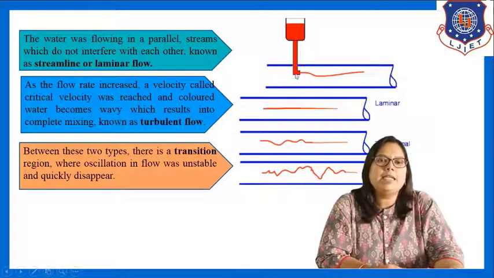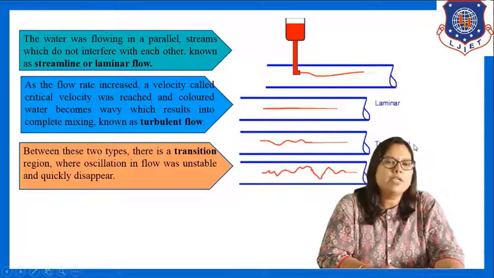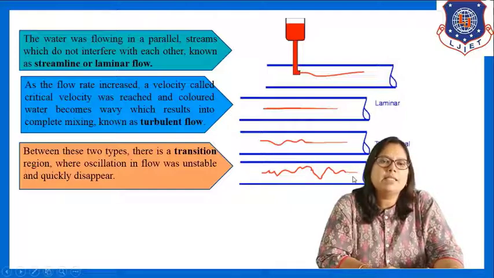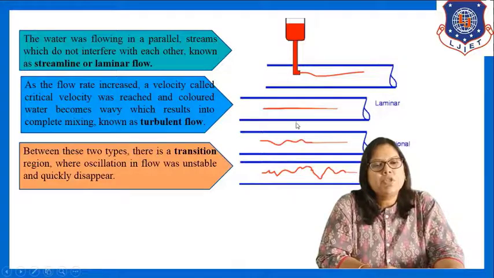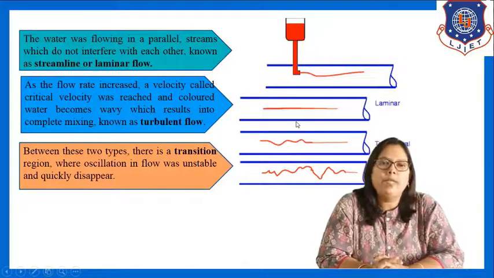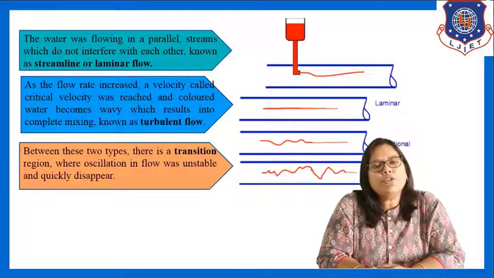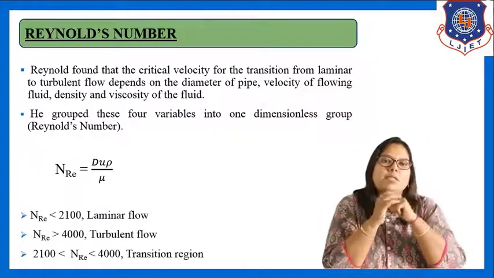So you can easily understand from here. See, a straight line is known as laminar flow, somewhat wavy is known as transition region, and when it moves like this, it is known as turbulent flow. So mainly there are two types, laminar flow and turbulent flow. So from this experiment, Reynolds found a dimensionless number which is known as Reynolds number.